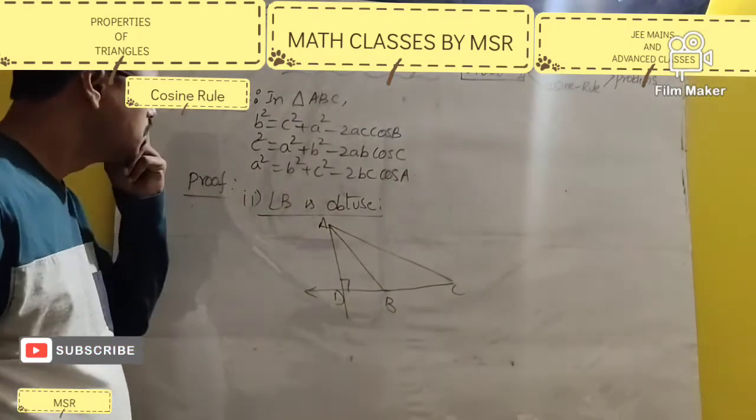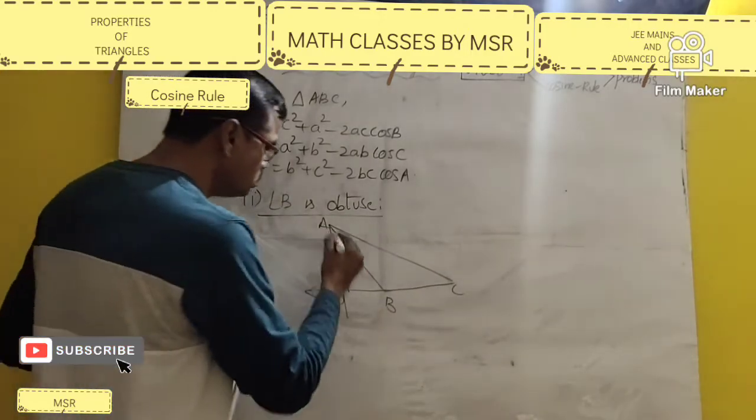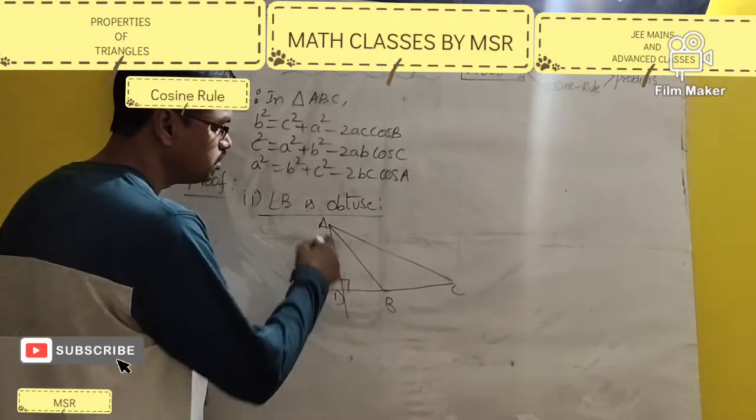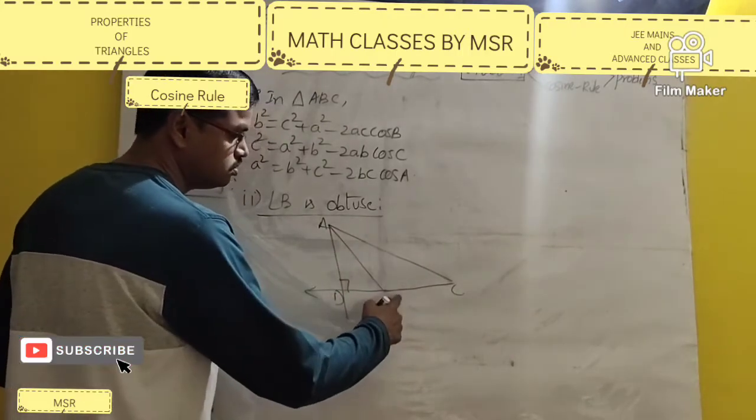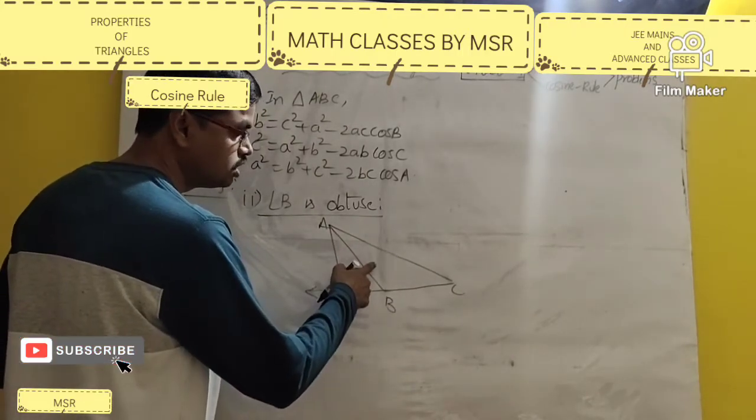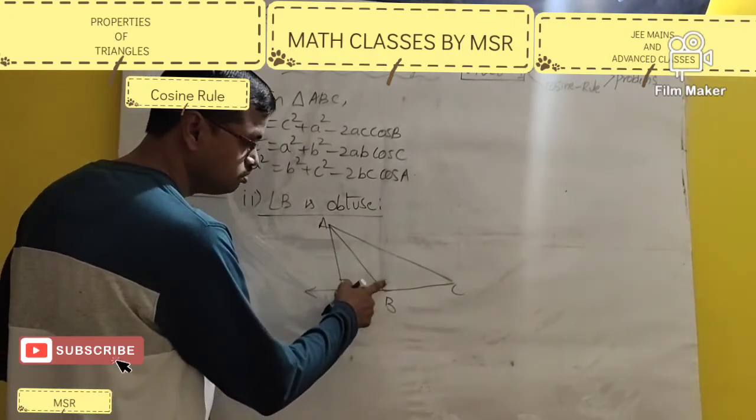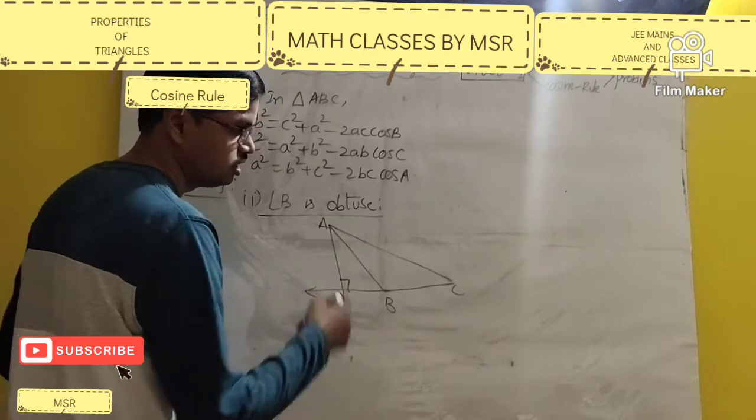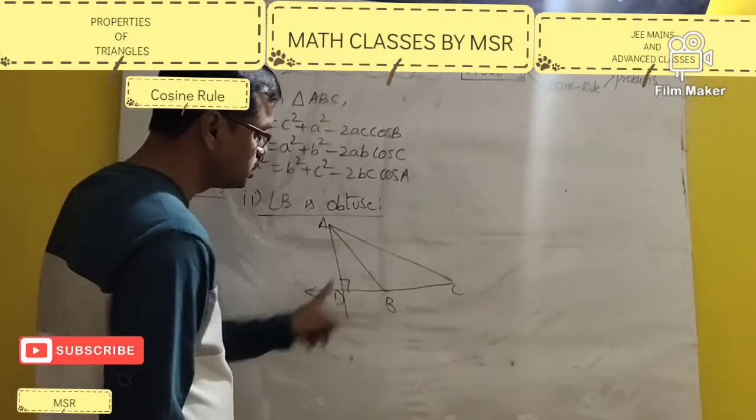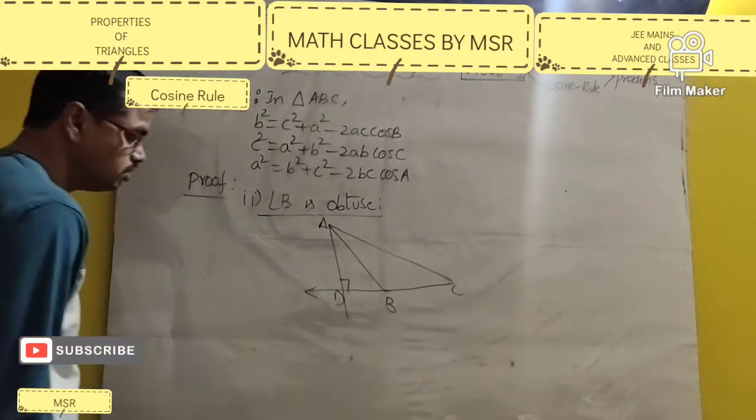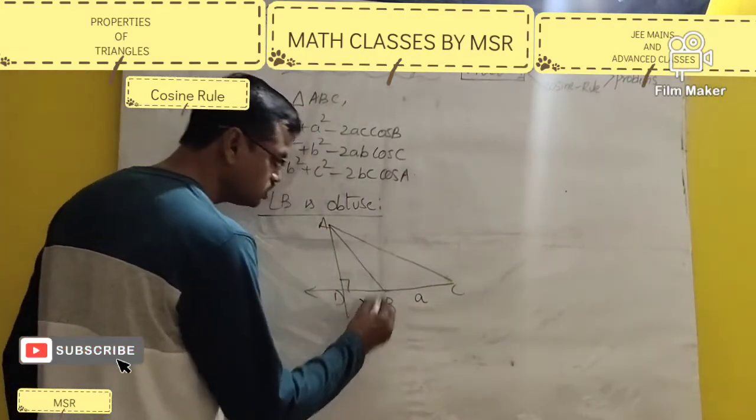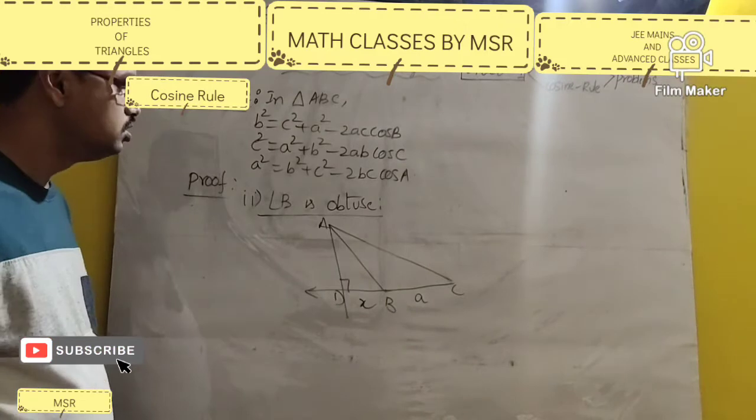If angle B is obtuse, I have drawn one perpendicular from A to the side BC. Here, when it is an obtuse angle triangle, with angle B obtuse, AD will lie at the exterior of the triangle. The perpendicular from A lies exterior of the triangle ABC. Now BC length is A units, and this BD length is some X units I am considering.